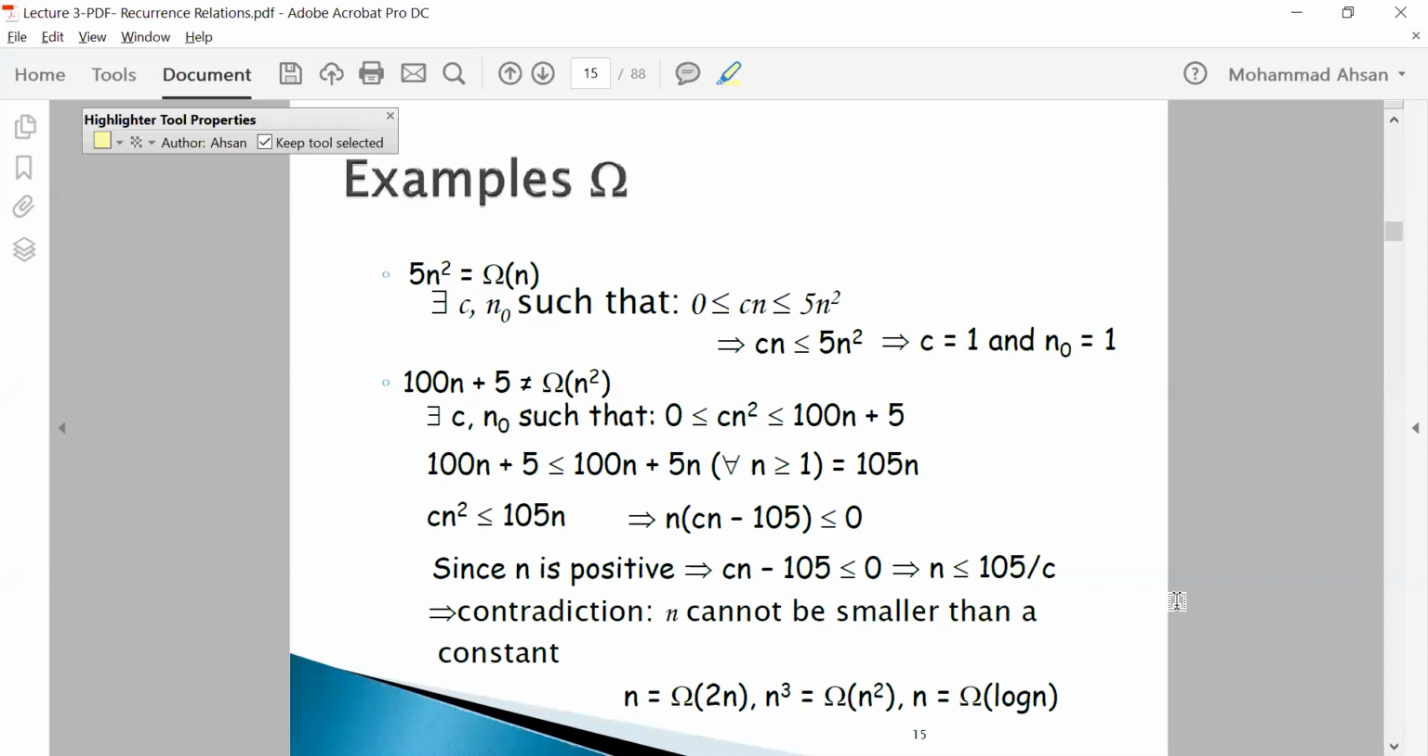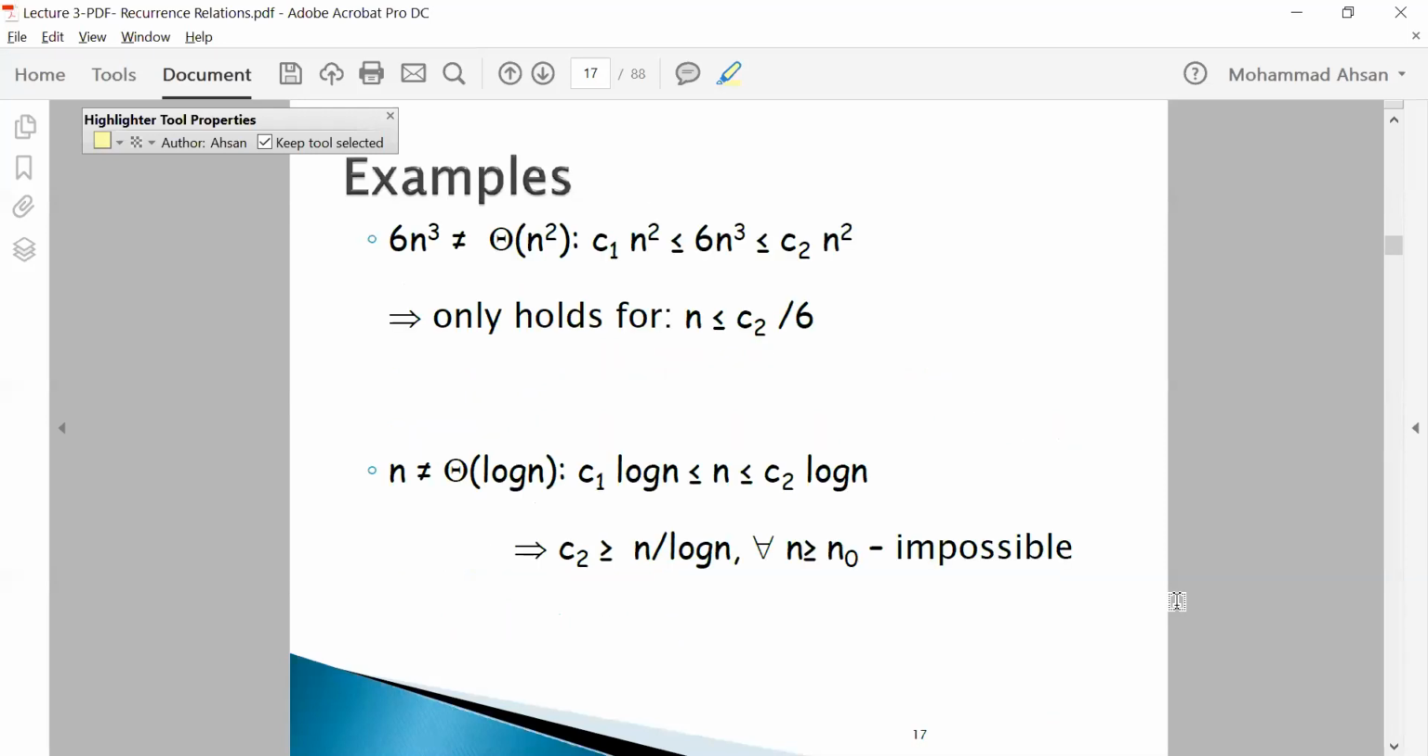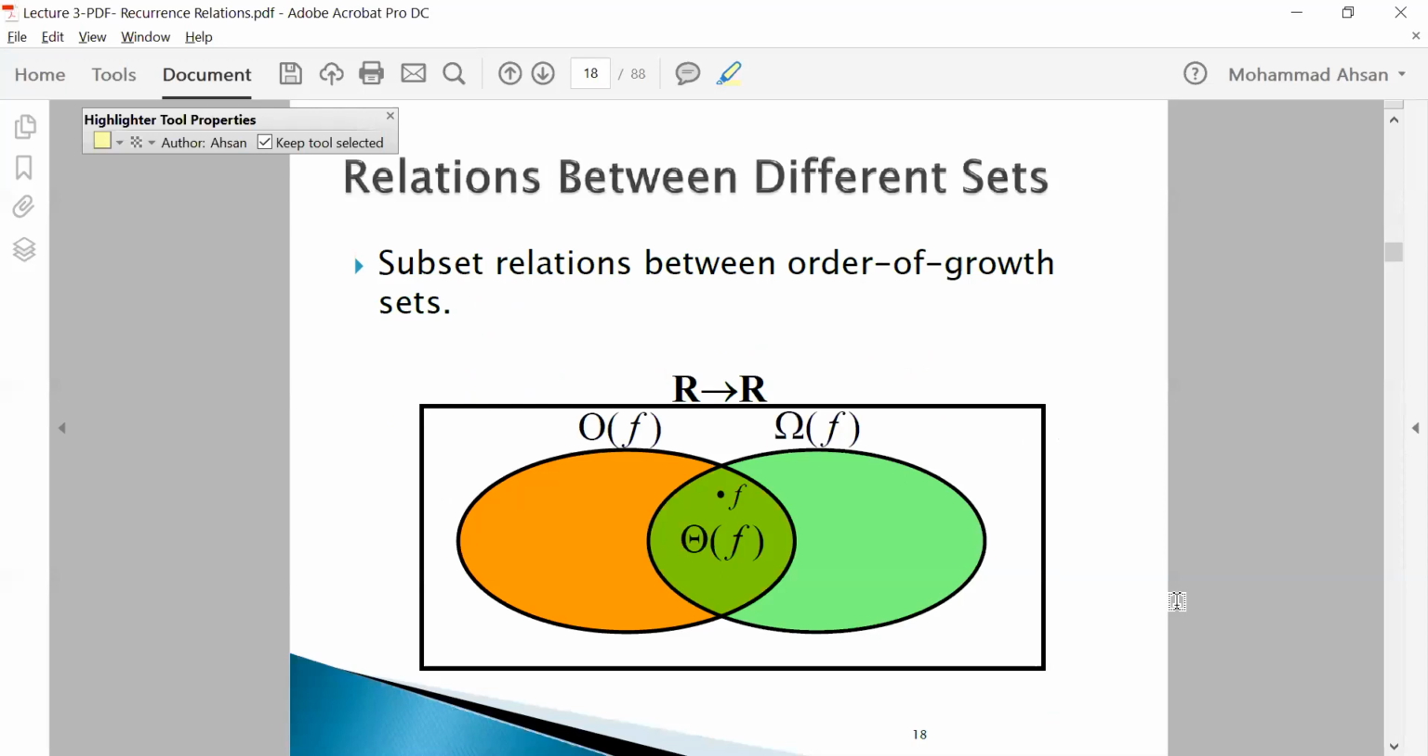If you see this proof, n cannot be smaller than a constant value. So, this is not true. N can be omega of 2n. n cube is omega of n square, n is omega of log n is omega of 2n, but not n square. So there are some more examples which I think you can go through. I'll just leave that to you.